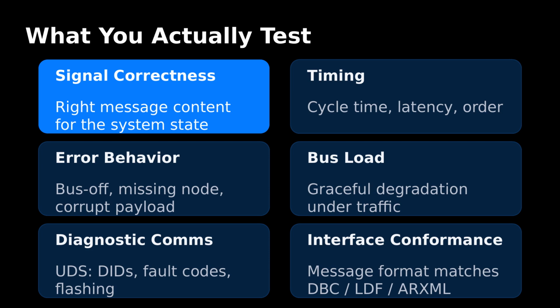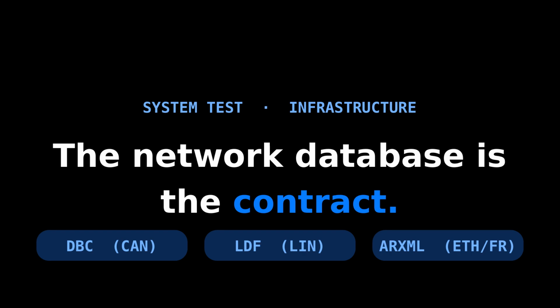Coming to the test infrastructure. Every bus test setup needs a network database where the messages are defined. It's a DBC for CAN, LDF for LIN, and ARXML for Ethernet and FlexRay. This information is important, for example, to simulate messages or to analyze messages.